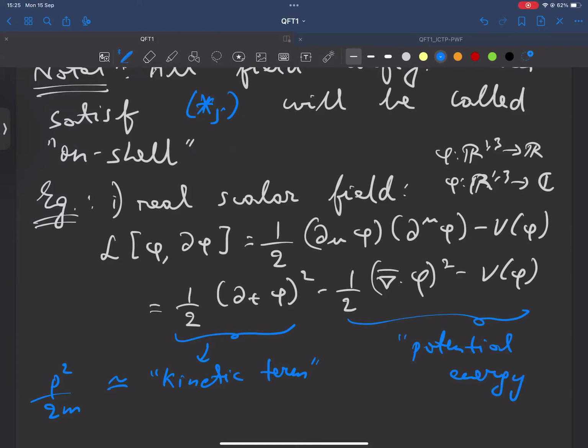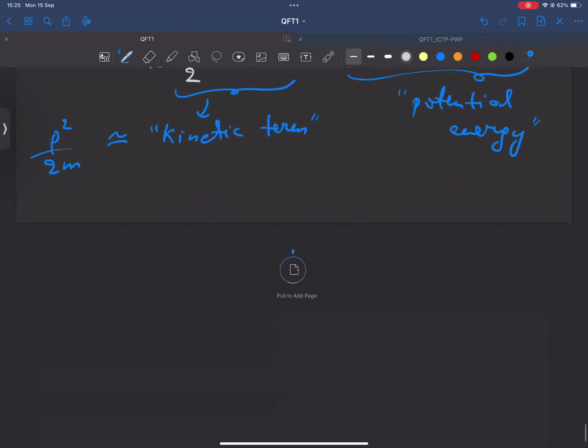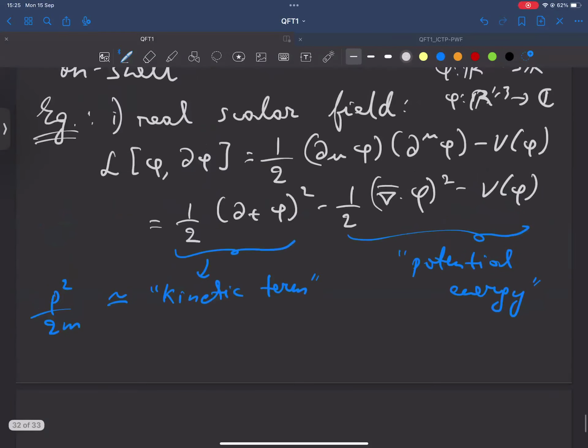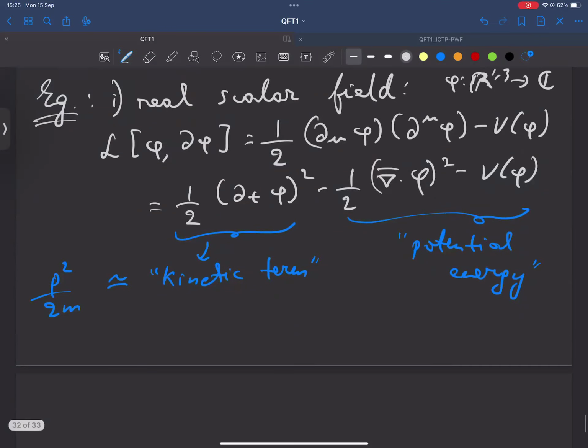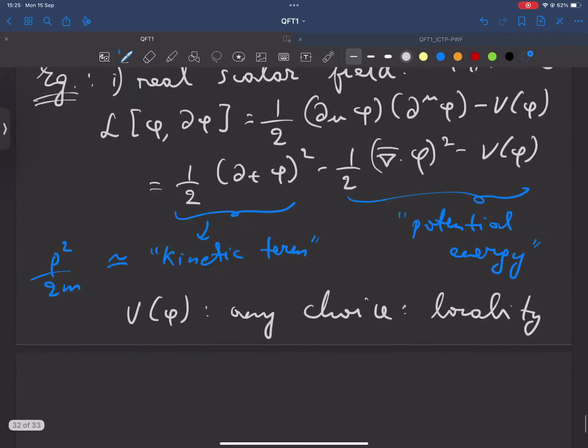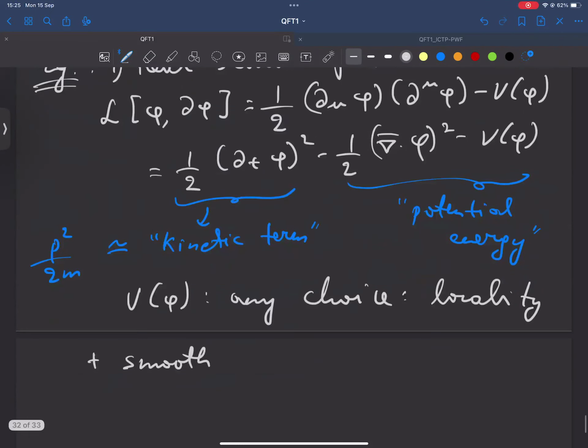Okay. But this is again just analogy, because since we are dealing with classical fields, there are no direct relations. So these are just analogies to help you understand. Now, there could be any choice of this V phi that you can take, but it has to obey locality again, and it has to be a smooth function so that you can differentiate it.